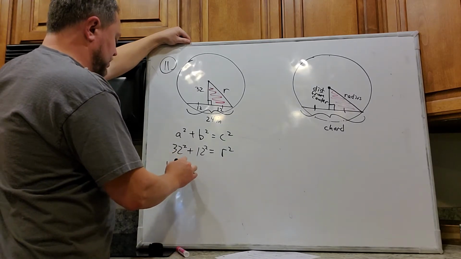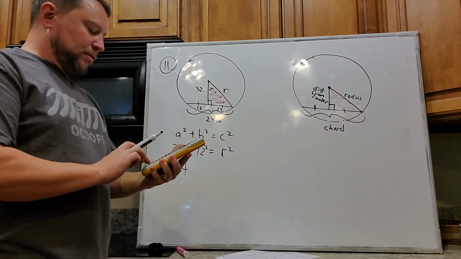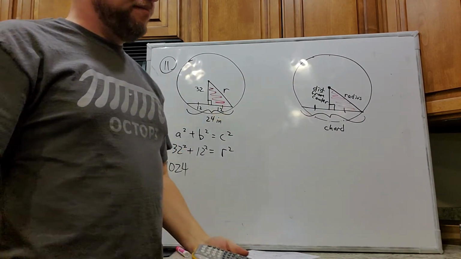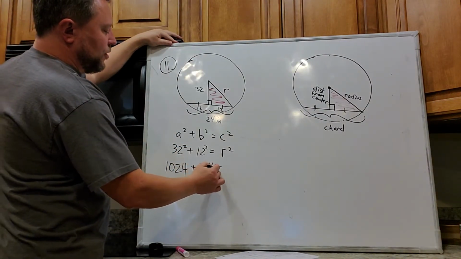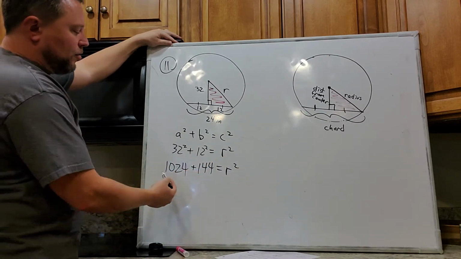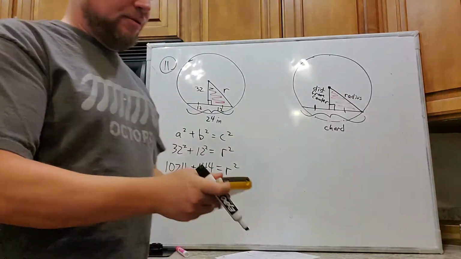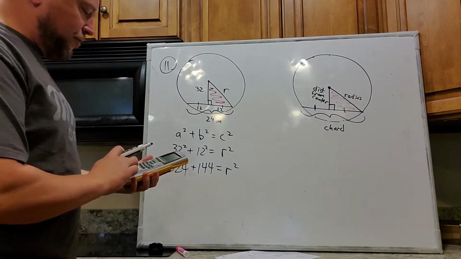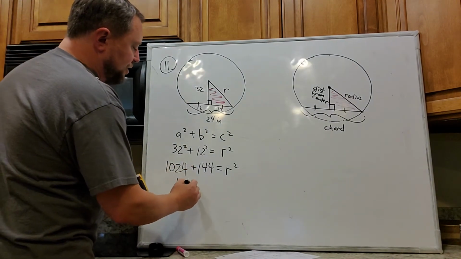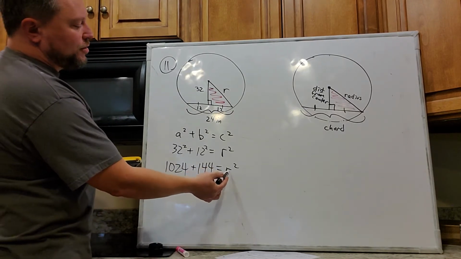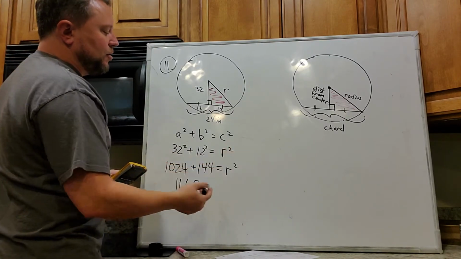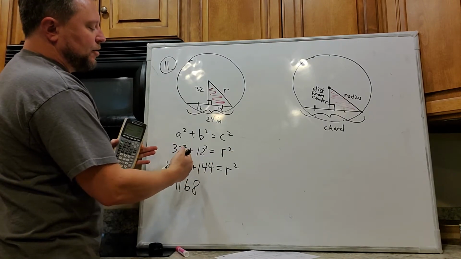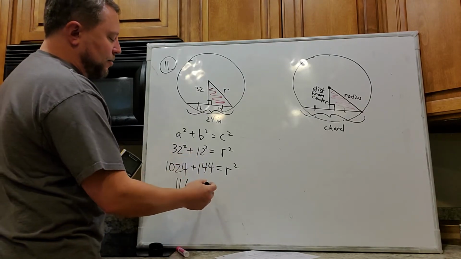32 squared, I believe, is 1,024. Let me double check on that. 32 times 32, yep. Okay, and then 12 squared is 144. We're going to add those two together. So 1,024 plus another 144 gives me 1168. And by the way, we're adding, remember, because the r is already by itself. You know, sometimes in the Pythagorean theorem, you subtract the one value over. These are already grouped together on the correct side. So we're just going to go ahead and add them.